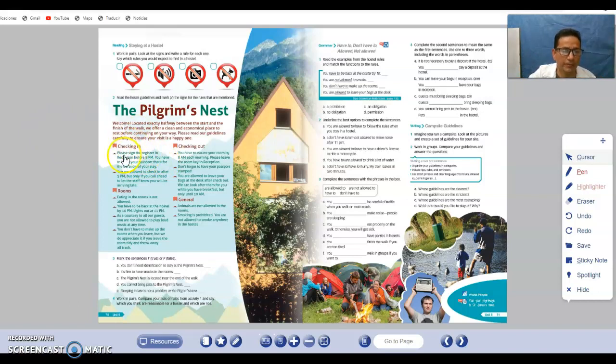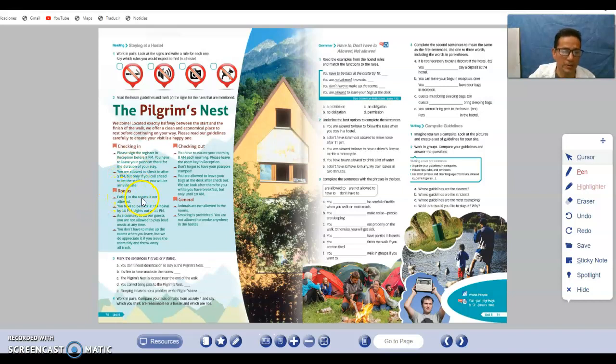Checking in. Please sign the register in reception before 5 p.m. You have to leave your passport there for the duration of your stay. You are allowed to check in after 5 p.m., but only if you can call ahead to let the staff know you will be arriving late.